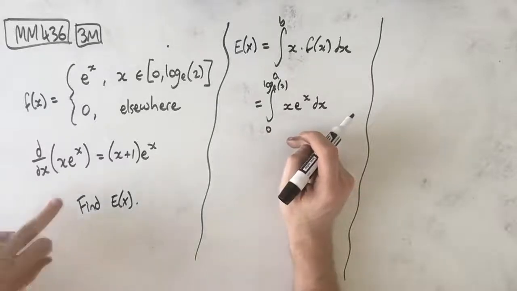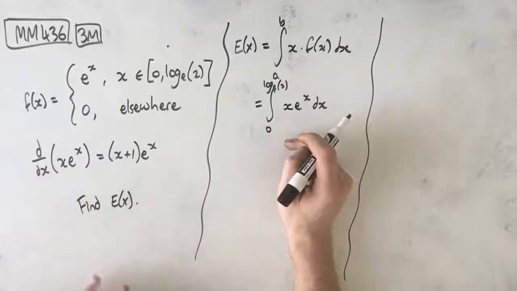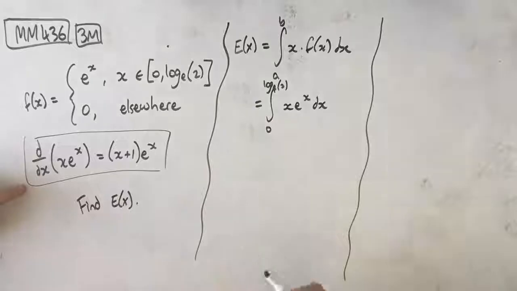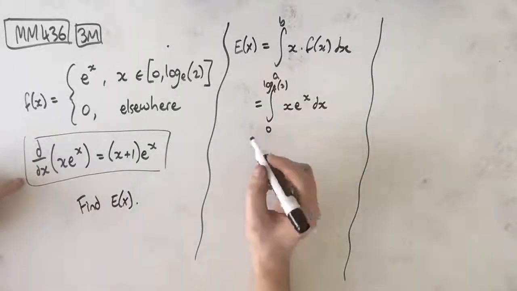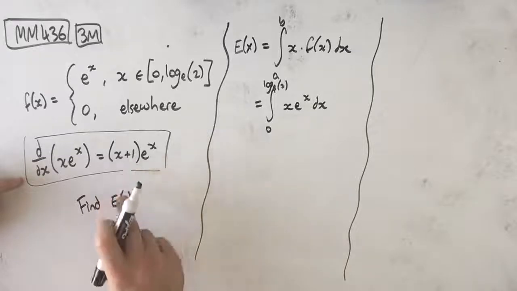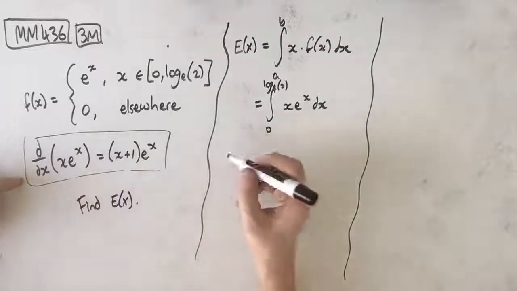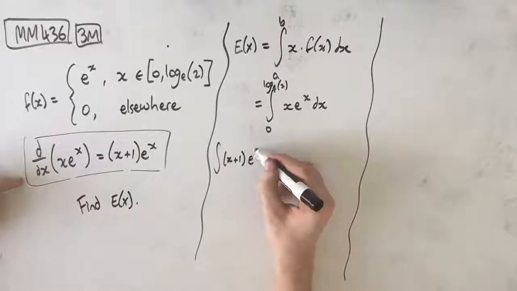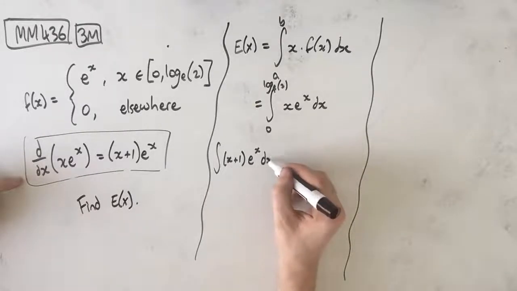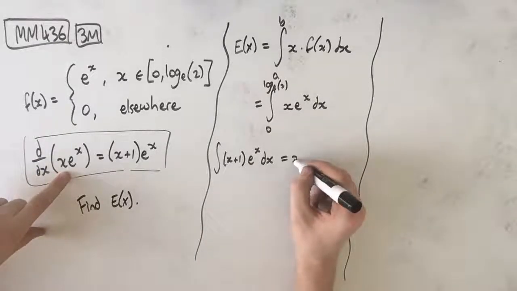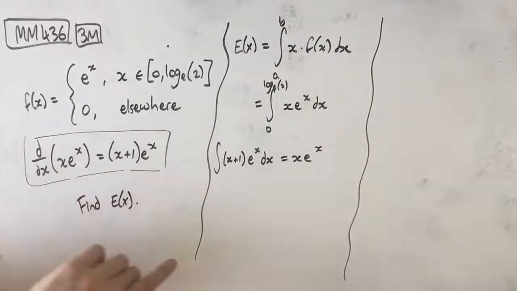So what we actually have to do is use a technique called integration by recognition. We've got this piece of information here. What this means is that if the derivative of this is this, then the antiderivative of this is this. That's where we're going to start, and you'll see where I'm going if you're not too sure how to do this. So the integral of (x plus 1) times e to the x equals x times e to the x.